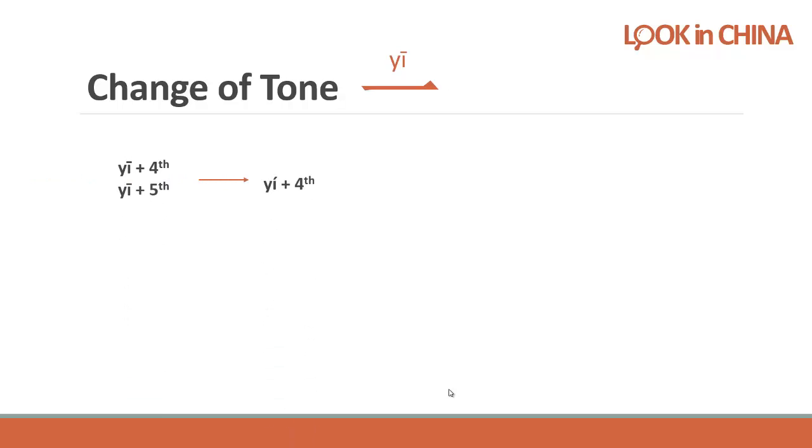However, when yi is followed by a fourth tone or a fifth tone, it's going to change into the second tone. So something that was originally yi xia will now become yi xia. It changes from the first tone to the second tone.